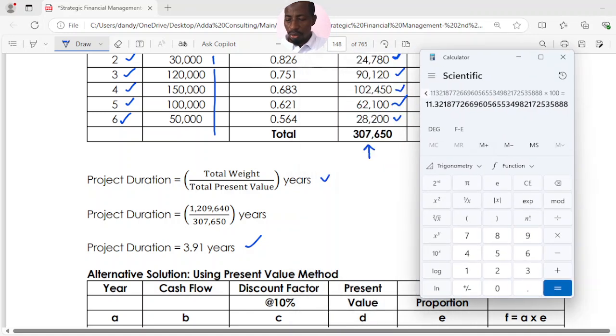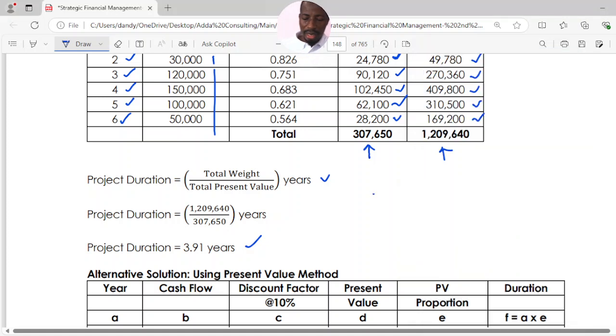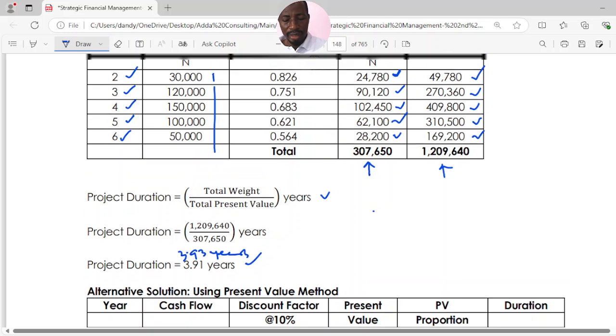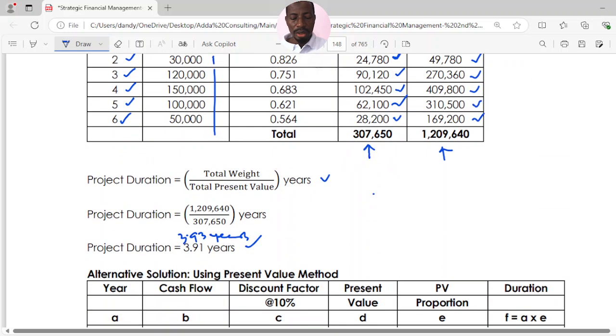So I will say 1,209,640 divided by 307,650 equals 3.93. So there's a typo there. This is supposed to be 3.93 years. All right, so that's that. Like I said, if I use the weighted average method, the project duration is 3.93 years.